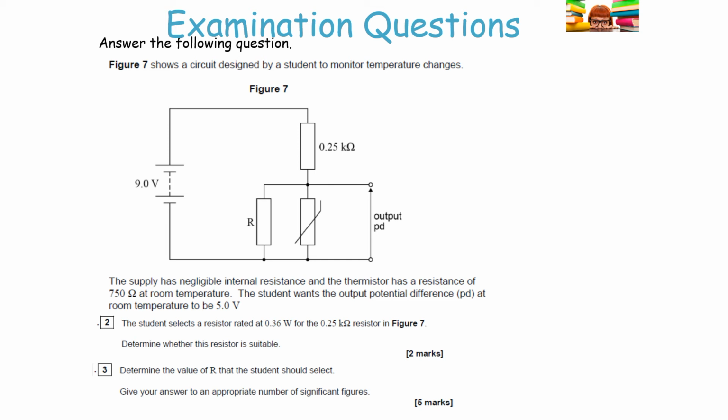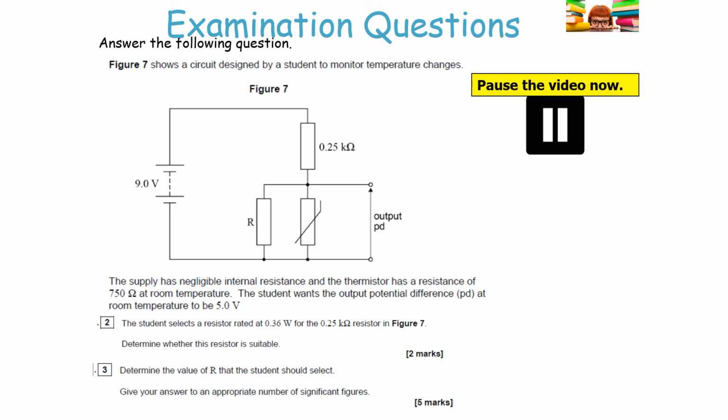Next one. In the same idea, the student selects a resistor rated at 0.36 watts for the 0.25 kilo ohm resistor and determine whether this resistor is suitable. Then determine the value of R that the student should select. Give your answer to the appropriate number of sig figs. So pause the video now, then unpause the video when you want to go through the answer.